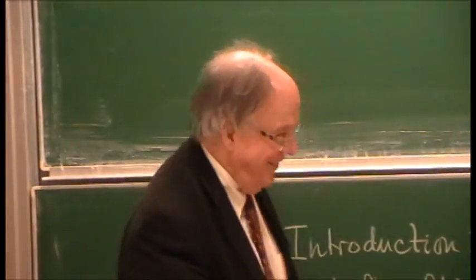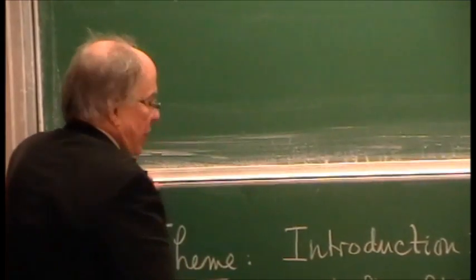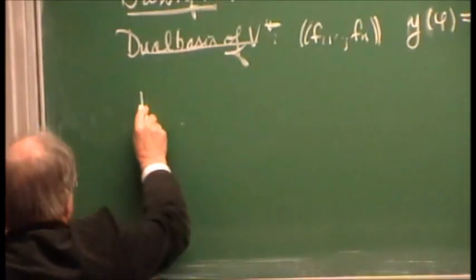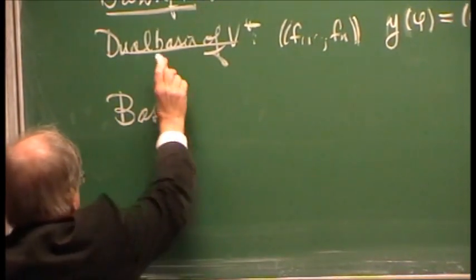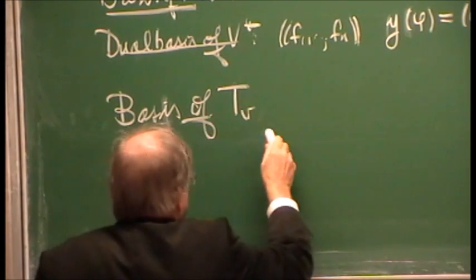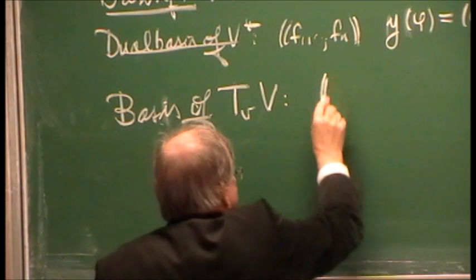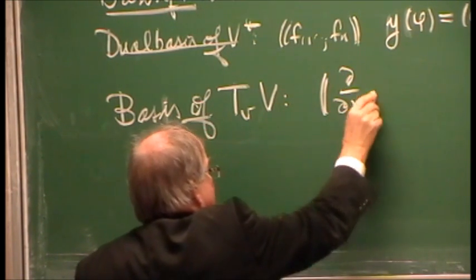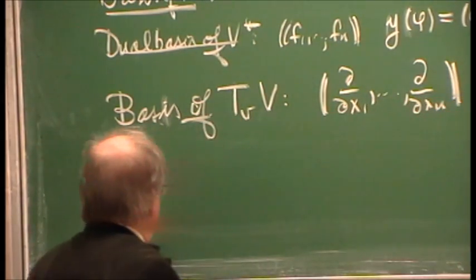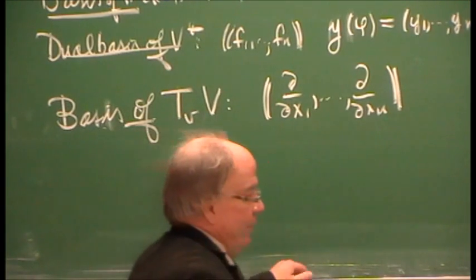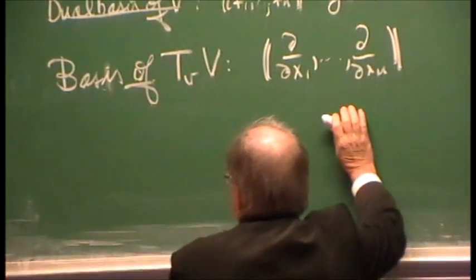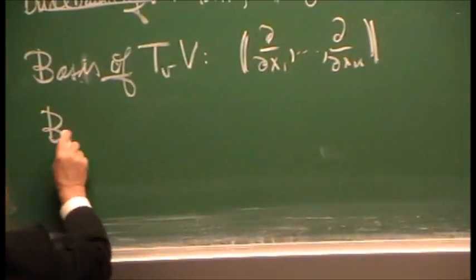So, the problem is we need to write a basis of the tangent space. So, a basis of the tangent space. The tangent space at V of V is ∂/∂x1 through ∂/∂xn, right? And a basis of the cotangent of the tangent space.